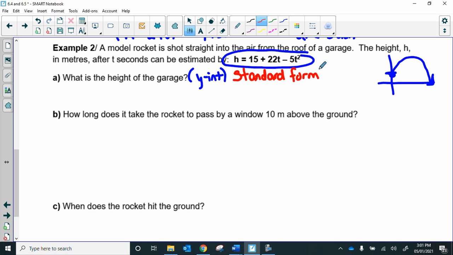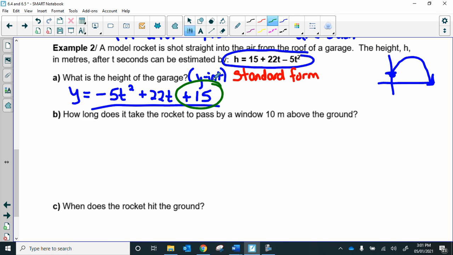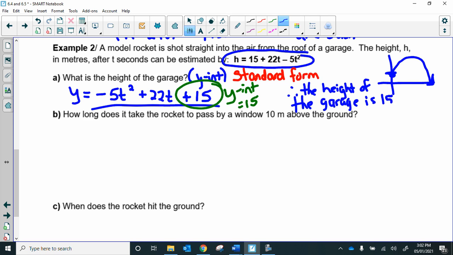And it's given to us pretty closely in standard form. They've just rearranged it, so let's change it back. We're going to put our t squared term first, then our t term, then our constant at the end. Looks like standard form. The y-intercept is the c value. So y-intercept equals 15. And then just make sure you answer the question. So therefore the height of the garage is 15 meters.